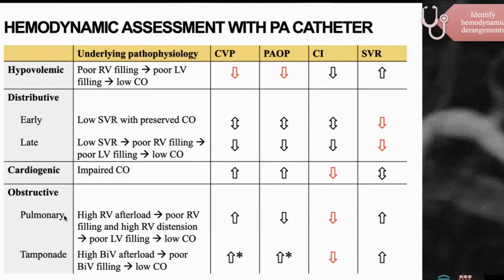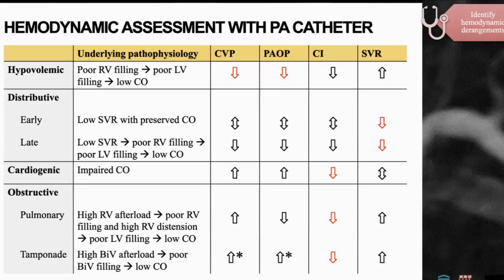So in obstructive shock, in the pulmonary category of obstructive shock, your cardiac index is down. That's the main derangement. And why does the cardiac index go down? Well, it's because you have poor RV filling. So now here's the question, right: if you have poor RV filling, why is your CVP elevated? The reason for that is that CVP is a measure of pressure, but really what we care about is RV volume or filling.